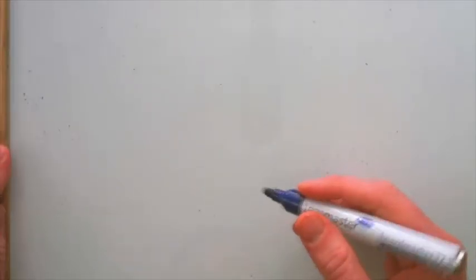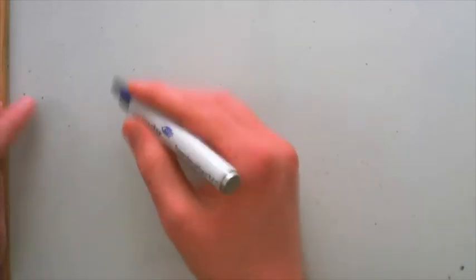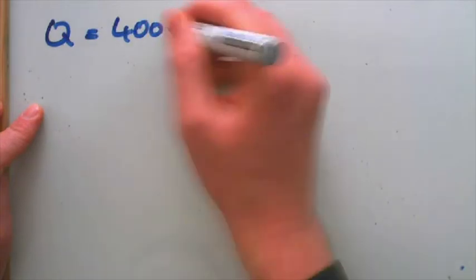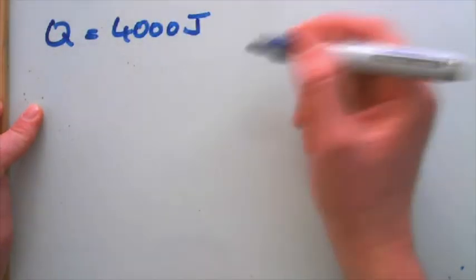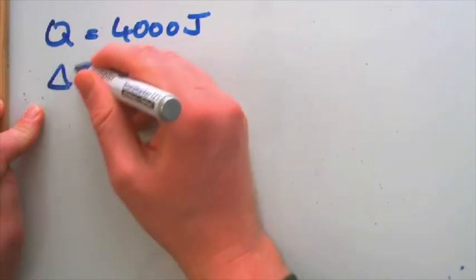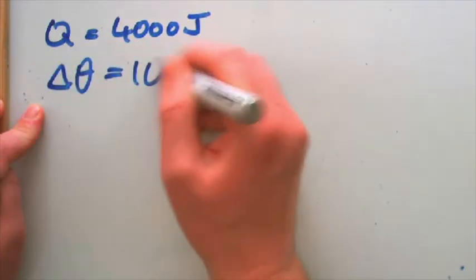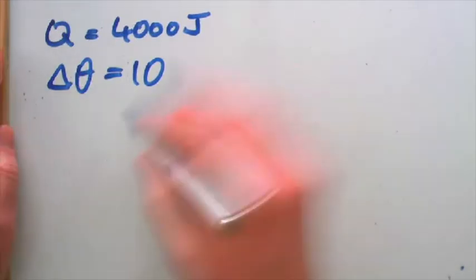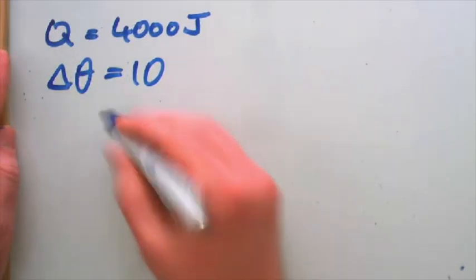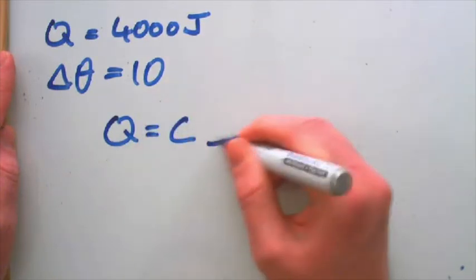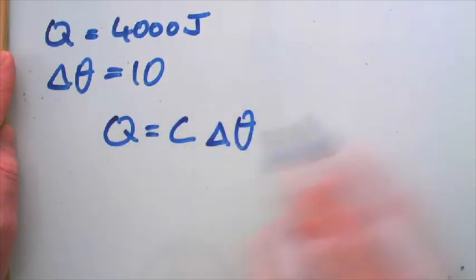Question 4, or 3 even, is a very straightforward one. We are told that the energy used is 4,000 joules, and that raises the temperature of a calorimeter of water by 10 degrees. So the change in temperature is equal to 10, and we're looking for the heat capacity of this. So we have Q is equal to the heat capacity, which is the thing we're looking for, times the change in temperature.